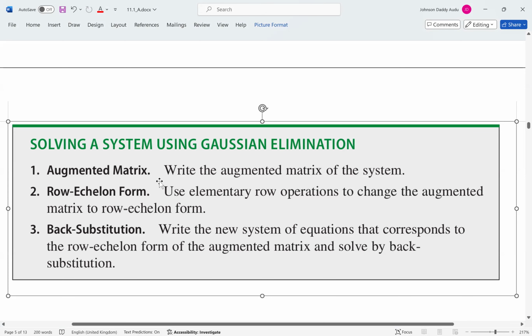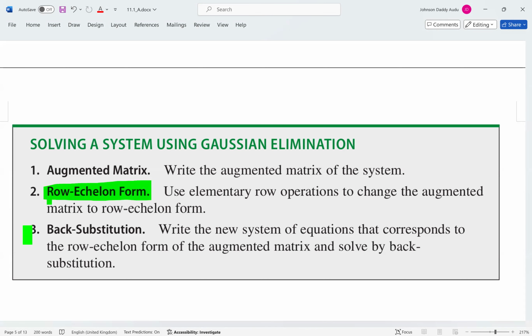Now, here we have three outlines. The first thing is you form the augmented matrix. We discussed this in the first video. So you convert the system of linear equations into the augmented matrix form. Then you try to convert the matrix into what we call the row echelon form. That will be the second step. And how do you do that? You can achieve that using the elementary row operations. We'll talk about that shortly. Then finally, we will use what we call back substitution.